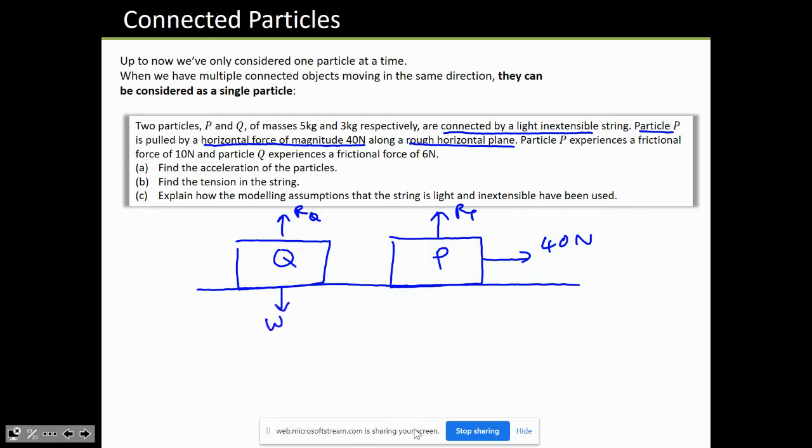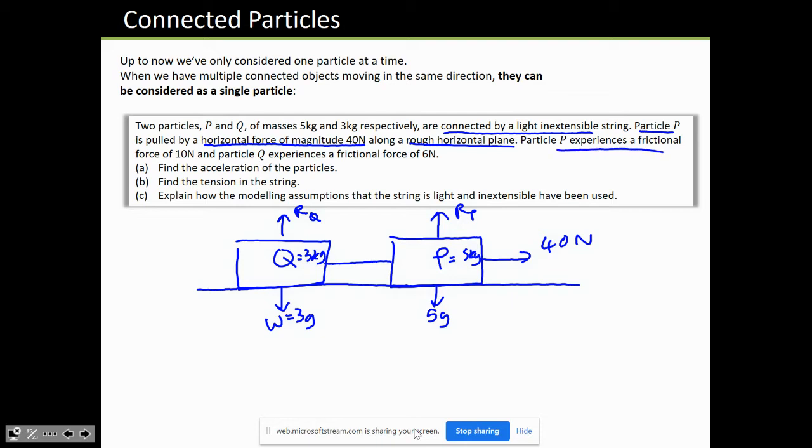We have our weight, which, because Q is 3 kilograms, is 3g, if you remember, where g is the gravitational constant. P is 5 kilograms, so our weight would be 5g. And they're connected by this string. We've not seen that before. Let's finish off what other things are in the question.